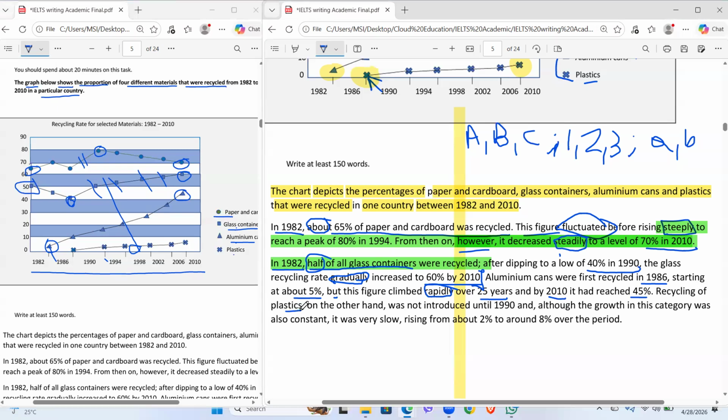Recycling of plastics, on the other hand, was not introduced until 1990. So it was only introduced in 1990. And although the growth in this category was also constant, no, it was very slow, rising from about 2% to around 8%, from 2 to around 8 over the period.